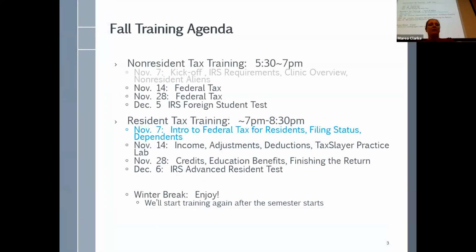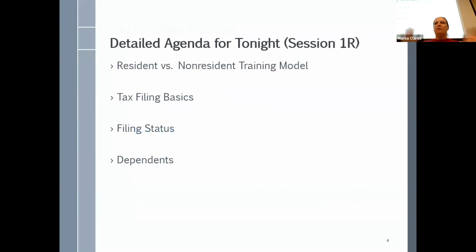We've done our non-resident kickoff, IRS requirements. So all of that general stuff about standards of conduct, intake interview, all of those things apply for resident taxes as well. It's really just two different sets of tax laws. So we're going to talk about that. We're going to talk about resident versus non-resident, tax filing basics, and then two really key things for residents, which are filing status and dependent. We're going to go through a bunch of information about them.